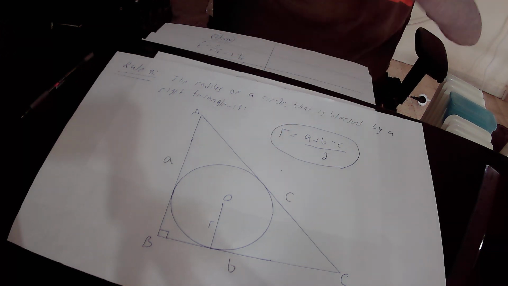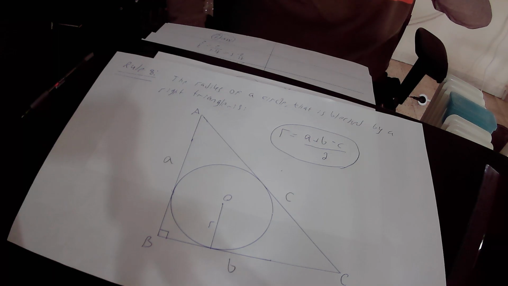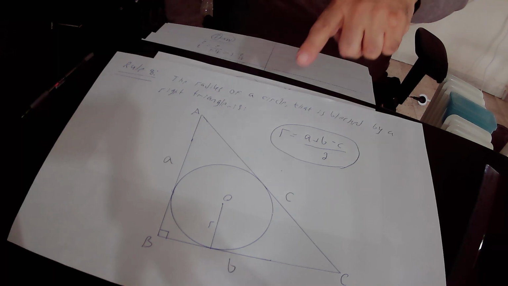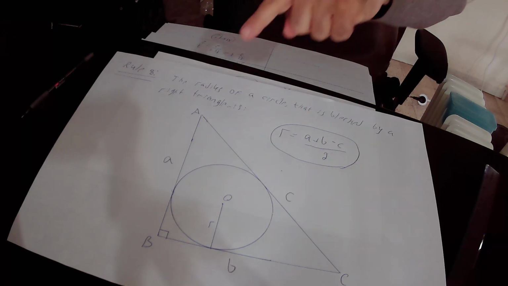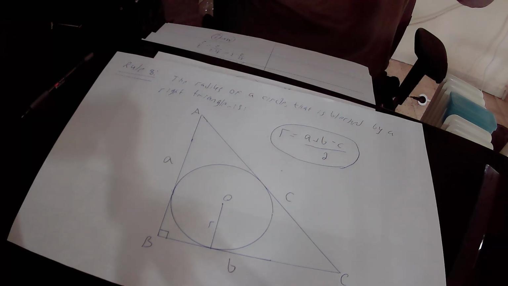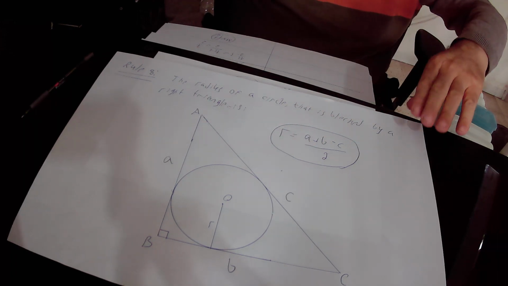According to rule number 8, we can know the radius of this circle that is blocked by a right triangle only by knowing the sides of the triangle. That is to say, the radius of this circle that is blocked by the right triangle ABC will be equal to A plus B minus C over 2. Again, R equals A plus B minus C over 2. So we actually can implement rule number 8 in our drawing.